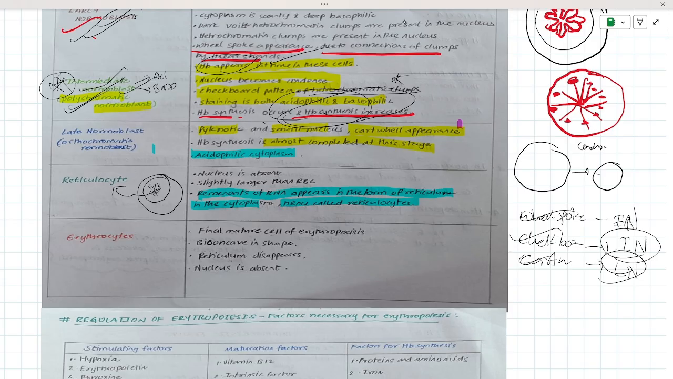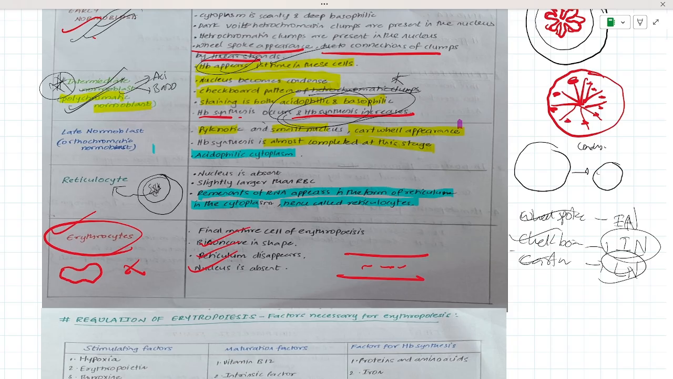Okay, now the last stage, that is erythrocyte. This is the final mature cell of erythropoiesis. It is biconcave in shape, the reticulum disappears and the nucleus is absent. Nucleus is absent in erythrocytes, reticulum is not present, it is biconcave in shape. So this is a matured erythrocyte which is released into the circulation.